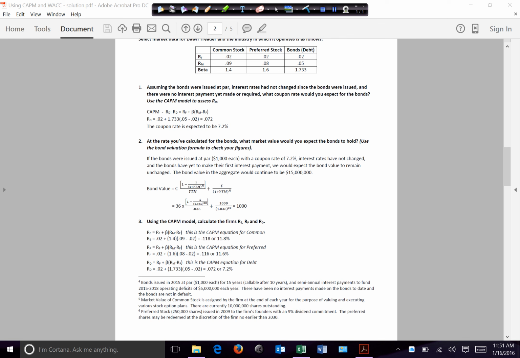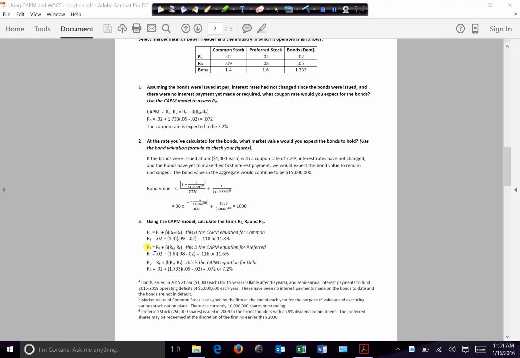debt. Well, this is fairly simple. This shouldn't be too difficult for us. To get RE, we're going to take RF for the common stock plus the beta factor times RM minus RF, again for the common stock. And you've got those factors, RF, RM, and beta here. So you just plug those in, and then it tells us 0.118 or 11.8%. We're going to use these values, by the way, in our WACC equation.